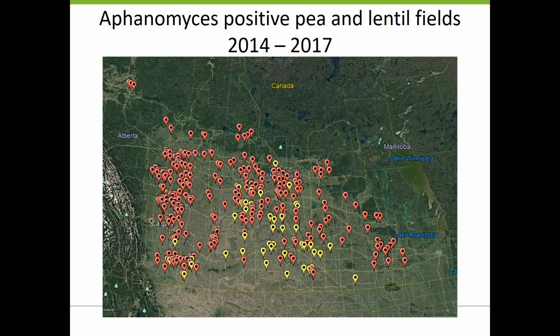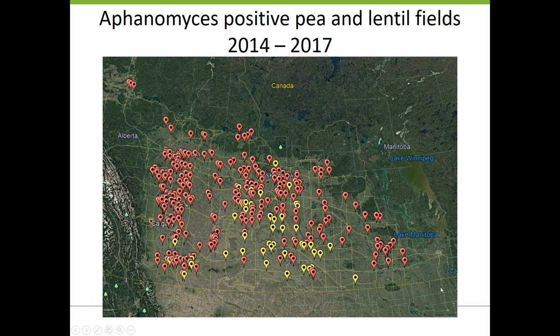So this quick snapshot here shows that Aphanomyces is really present wherever peas and lentils are grown. We see it in the Peace River region of Alberta, all the way down to the southern regions, close to the border with the US, and we see it from the western edge of production all the way out into Manitoba.